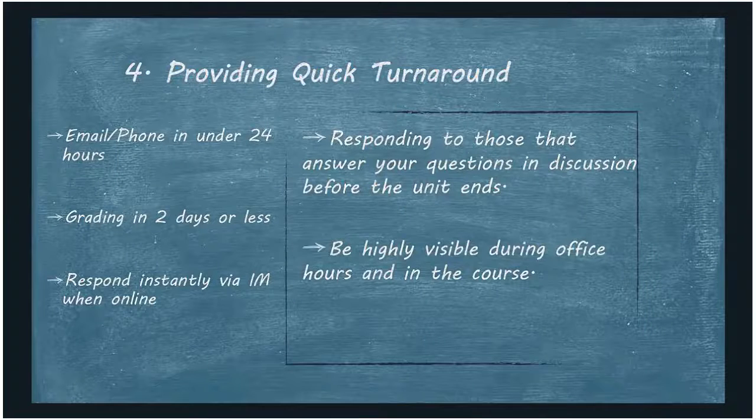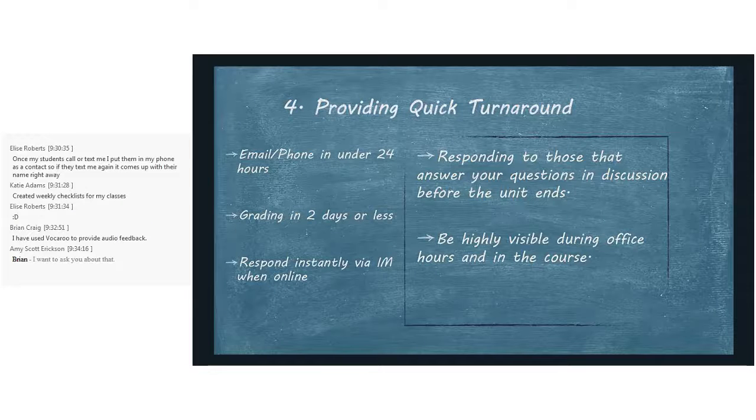Number 4 of the 5 is providing quick turnaround. Another reason we have that rule of responding within 72 hours with grading feedback, and making sure you post on the discussion boards before the end of the week, is because studies have shown that if students take a long time to get feedback on their assignments, they're more likely to give up hope and say, the instructor doesn't care enough to grade my stuff, then I don't care enough to do my stuff. I'm just going to drop off the face of the earth.